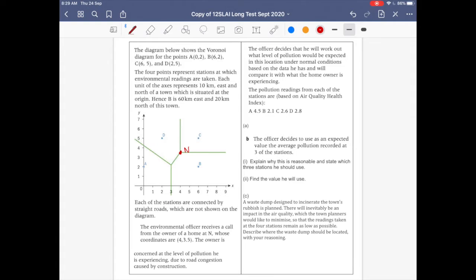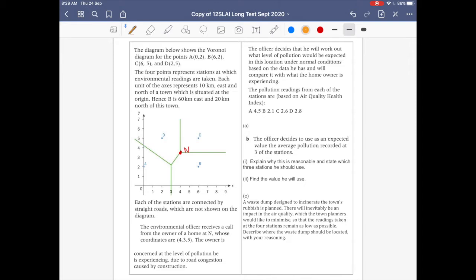They're concerned about the level of pollution. So the officer goes to that location and tries to check the readings from the stations to find out what the air quality is at his house. So we need to work out, or we need to explain, for the first part of the question, the officer decides to use as an expected value the average pollution recorded at 3 of the stations. Explain why this is reasonable, and state which 3 stations he should use and what value he will use.